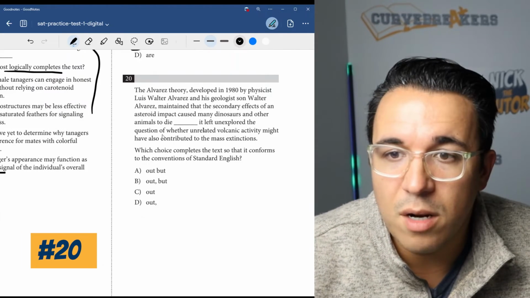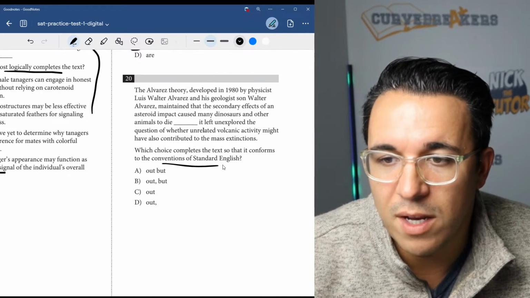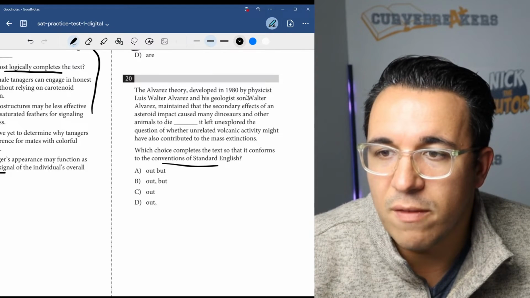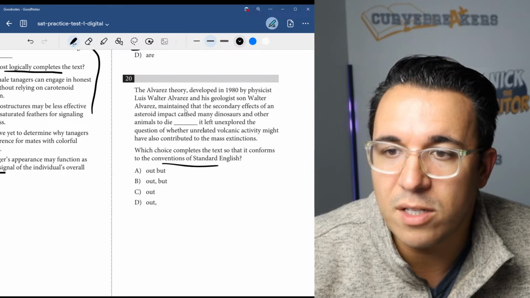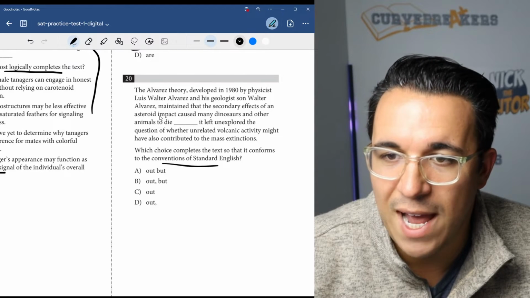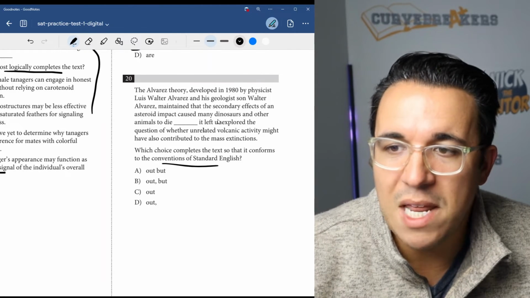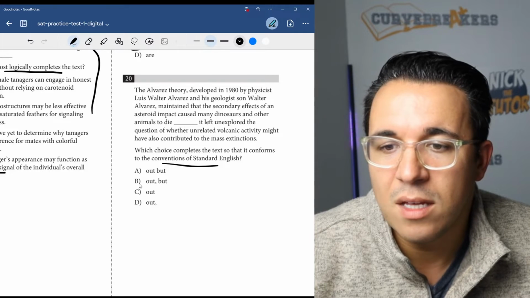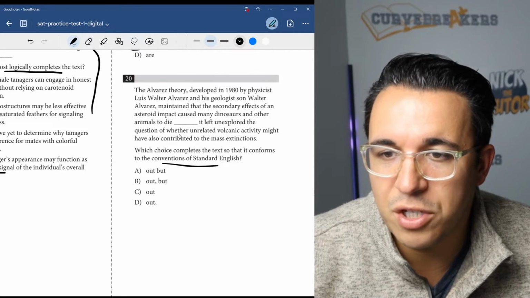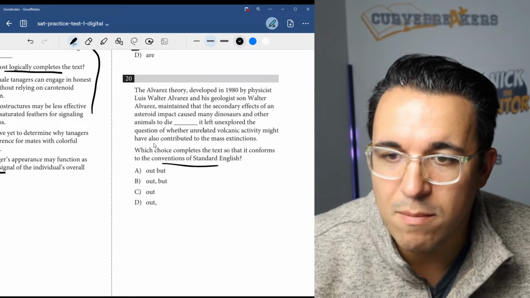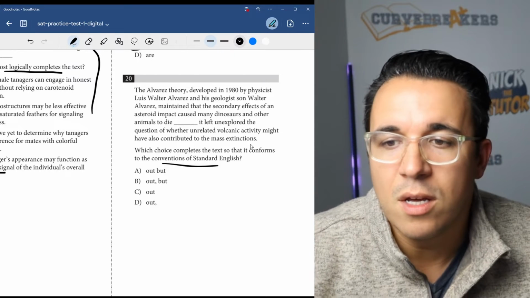All right, let's get into number 20. So once again, conventions of standard English. The Alvarez theory, developed in 1980 by physicist Luis Walter Alvarez and his geologist son Walter Alvarez, maintained that the secondary effects of an asteroid impact caused many dinosaurs and other animals to die, and then we have blank. It left unexplored the question of whether unrelated volcanic activity might have also contributed to the mass extinction.